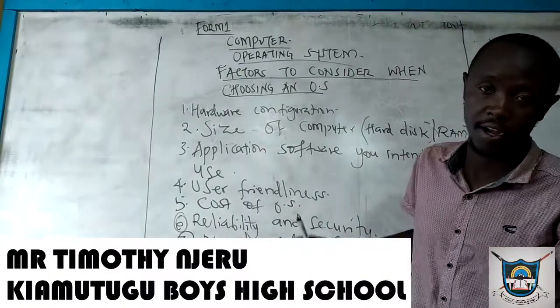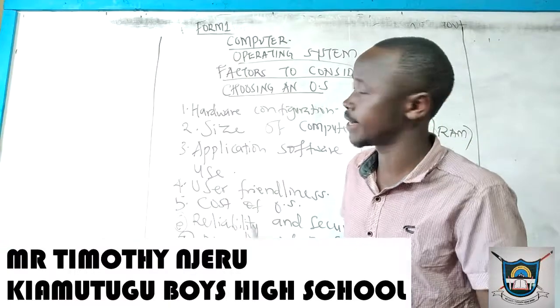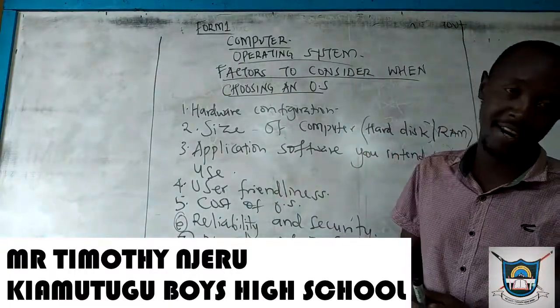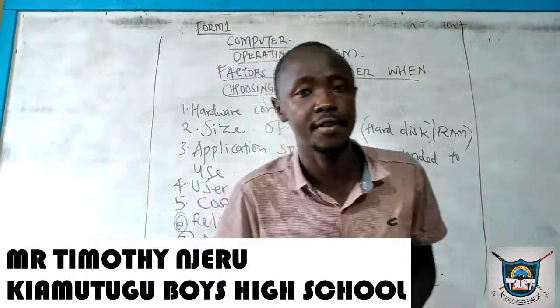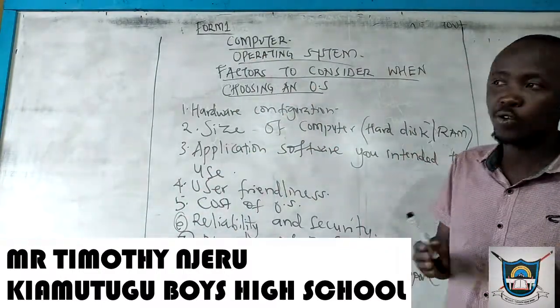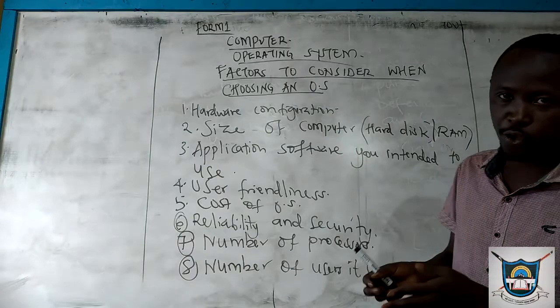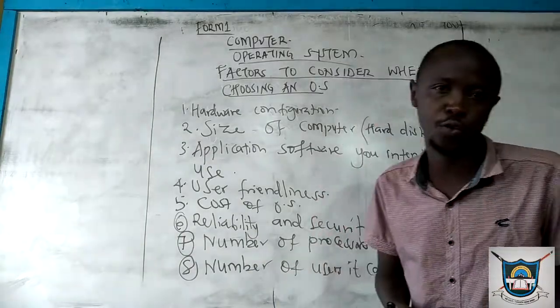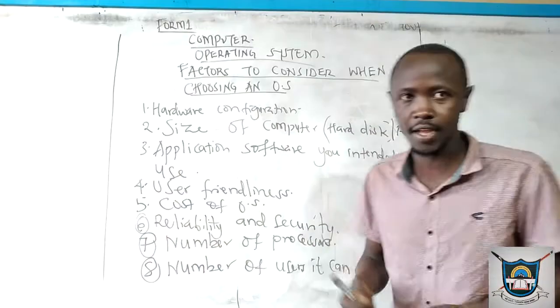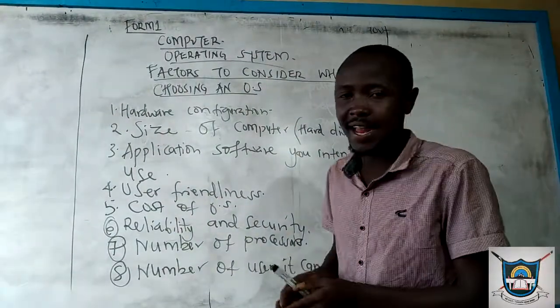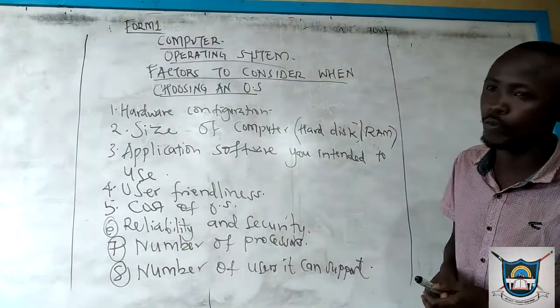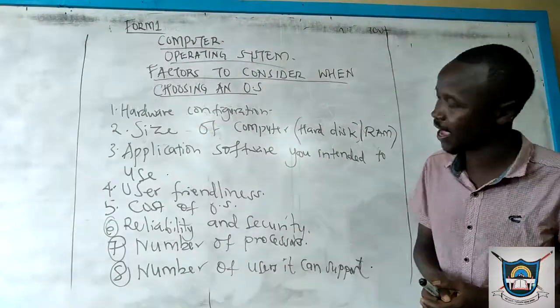Students, we now want to finalize on the operating systems. We already saw what an operating system is, and now, having known what it is and you want to purchase and install in your computer, it is important to know the factors that you should consider to acquire the best operating system. The factors you are going to consider while purchasing an operating system are as follows.